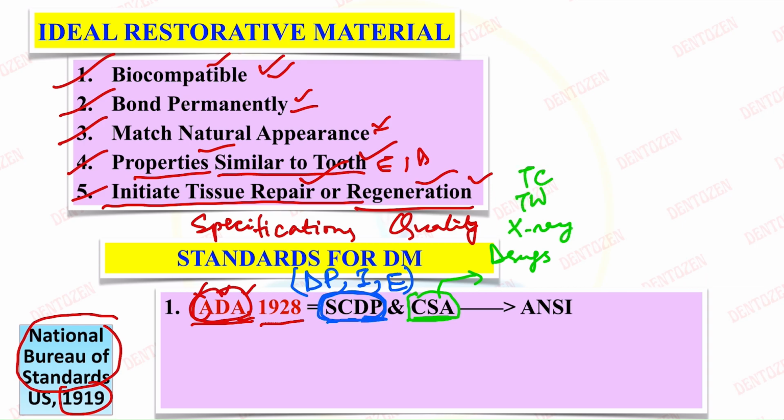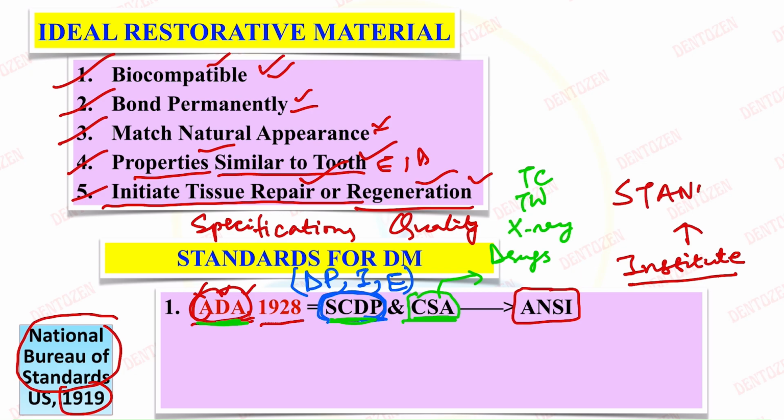So when these 2 committees of ADA develop specifications, these specifications are then submitted to ANSI. Now what is ANSI? American National Standards Institute. So this institute, once it checks and approves it, then that specification becomes a national standard. So that is how the standards are developed. So ADA has 2 committees. They give specifications to ANSI. ANSI approves it and makes it standard.